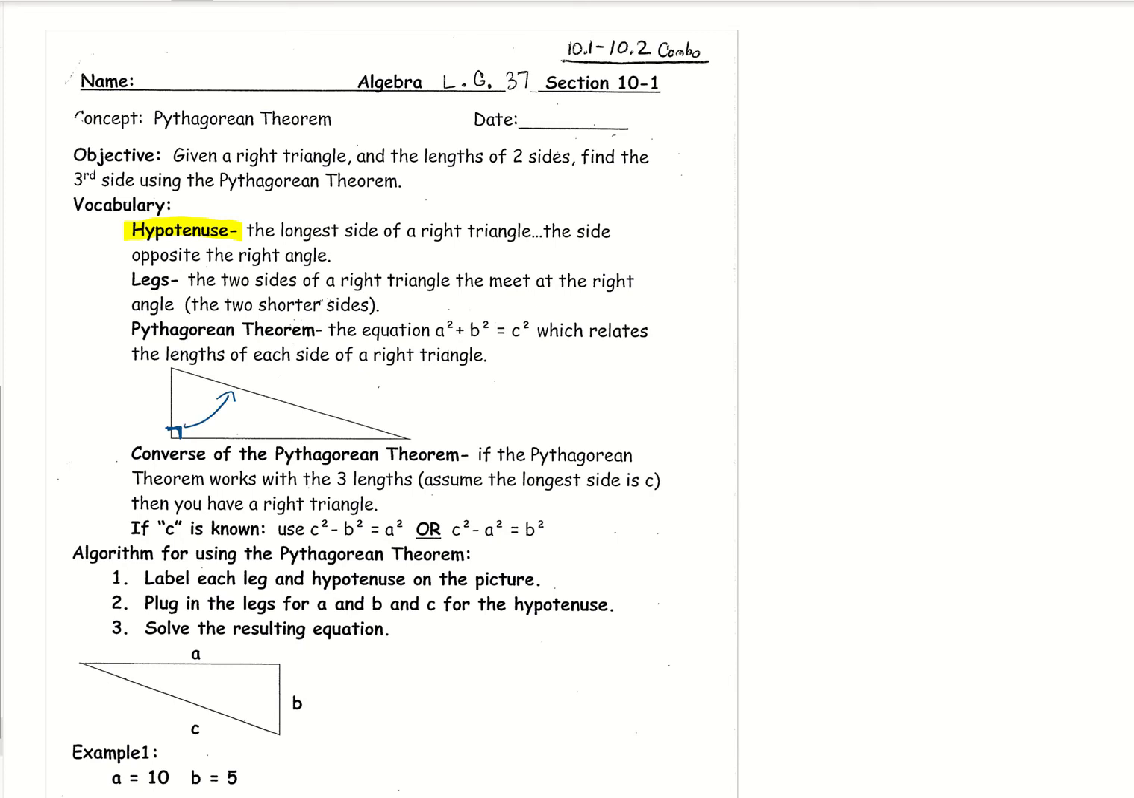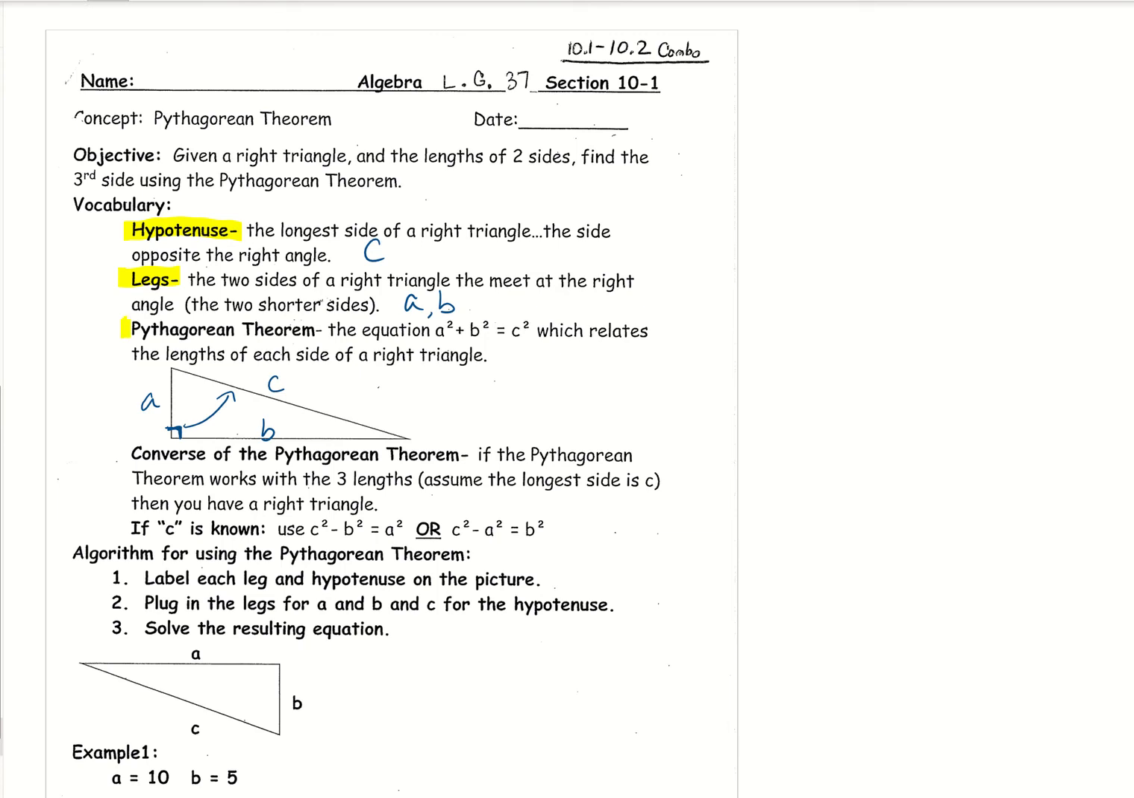The side that's opposite, or really the side that's not touching the right angle at all, is going to be the hypotenuse, which is always labeled C. And then we also have the legs, which are labeled A and B. Those are the sides that make up the right angle and are also adjacent to the right angle. So there's those sides. Real simple there.